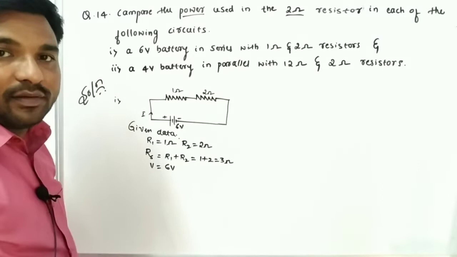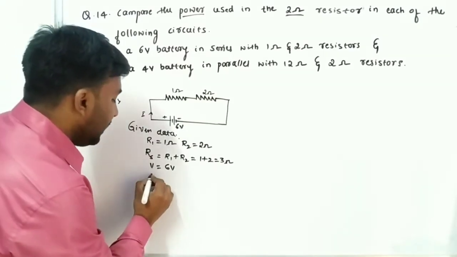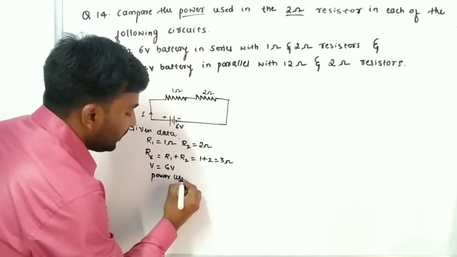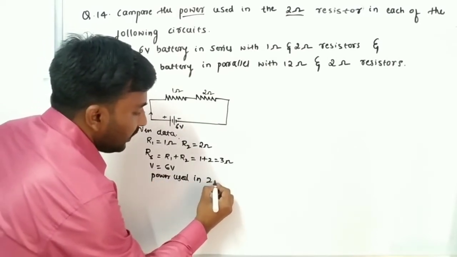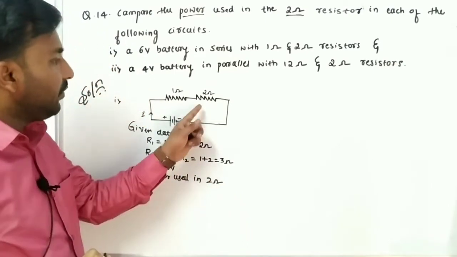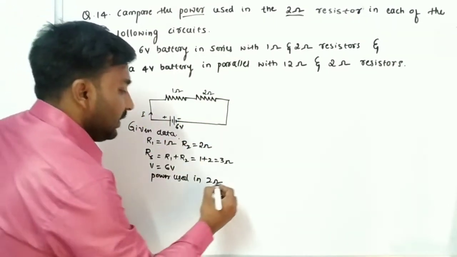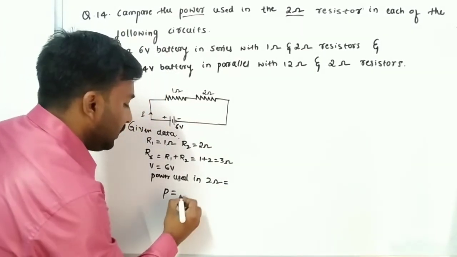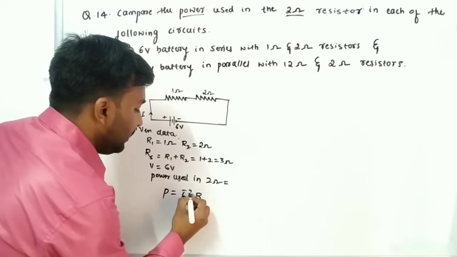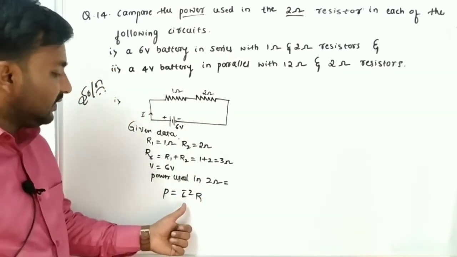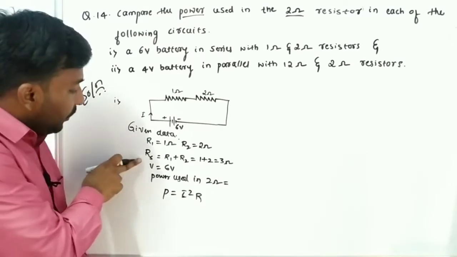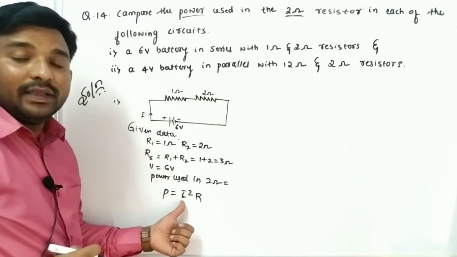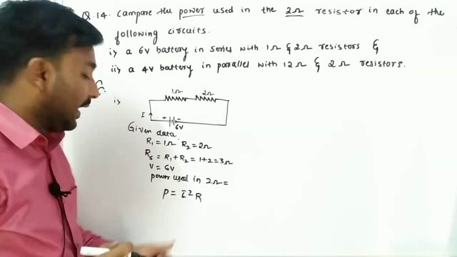So what we need to calculate here? We need to calculate the power used in 2 ohm resistor. This is equal to, we know the power formula, that is power is equal to I square into R. We know the total resistance in the circuit, but we don't know the current. So first we need to calculate the current.